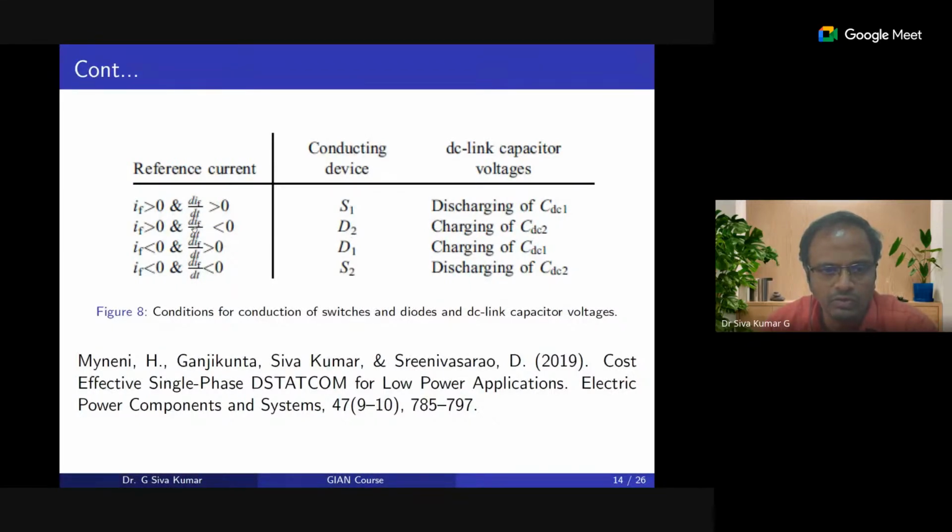During the negative slope of the current, even if you give the switching pulses to S2, S2 is not going to conduct. D2 alone is going to be in operation. When D2 is conducting, it is charging CDC1. Charging of CDC1.